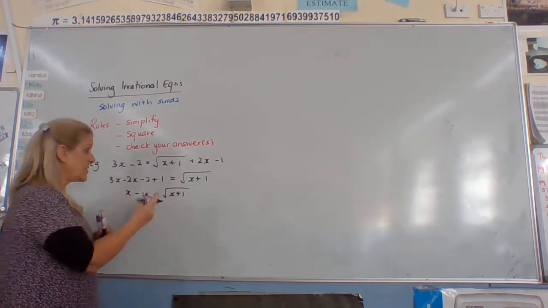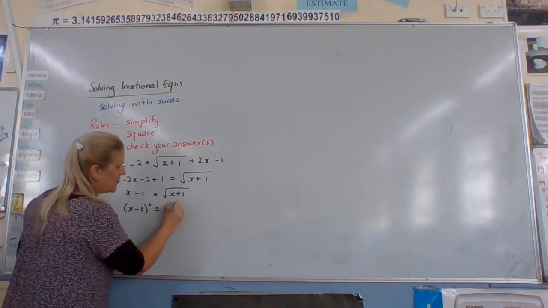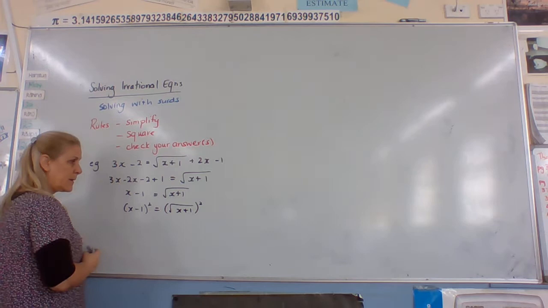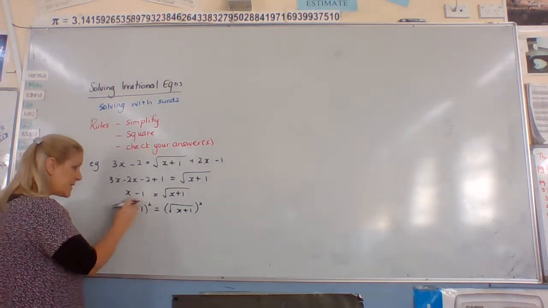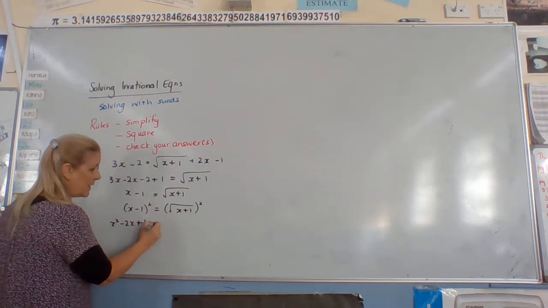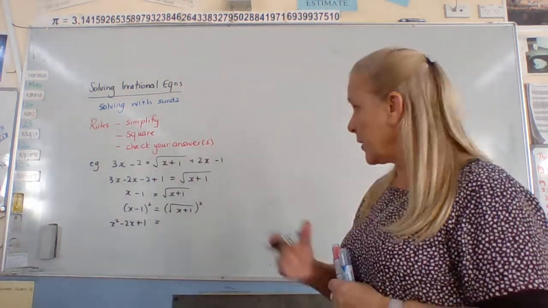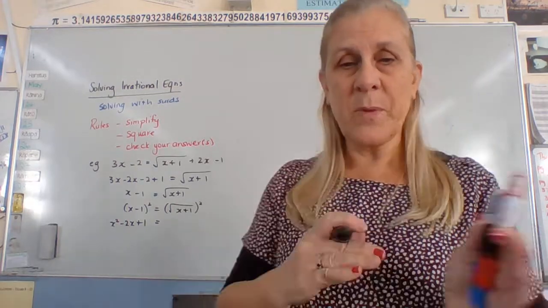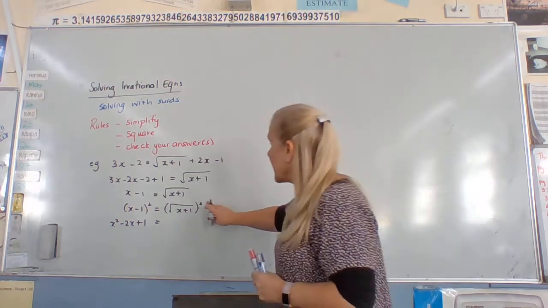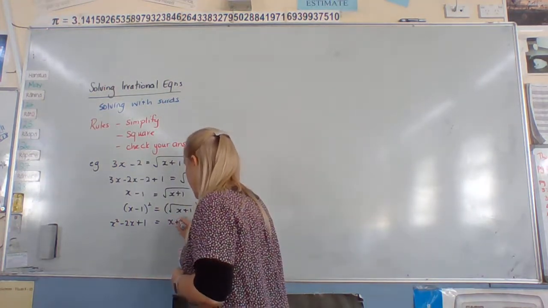Next step is to square. We square both sides. So this squared equals this squared. All right? So this squared equals x squared minus 2x plus 1. What's this one going to equal? Are we going to multiply it out by multiplying out the brackets? No, we aren't. We're just going to cancel the squared and square root. So we get x plus 1.